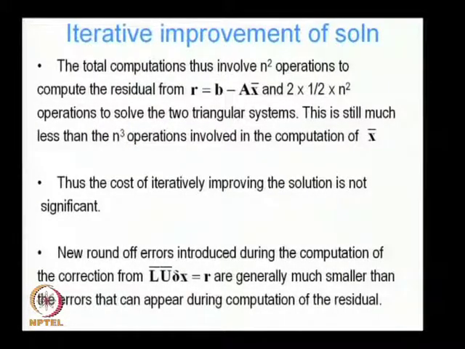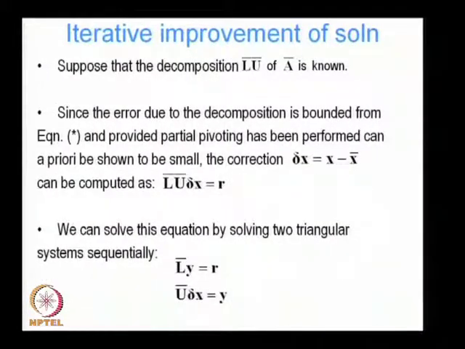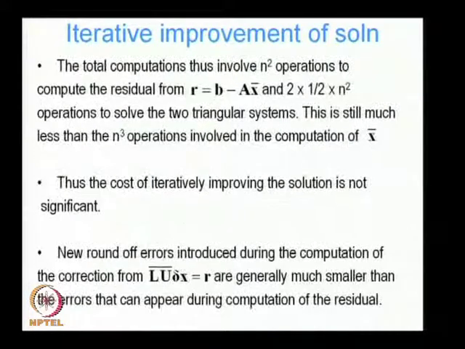One may argue that a new round of errors is introduced during the computation of the correction from L bar U bar del x is equal to r, right, but those errors are not significant because that is mostly back substitution type operations, and we have seen that in back substitution the errors are negligible compared to the errors during the Gaussian elimination. So, those errors are not significant. Any new round of errors which occur during the computation of the correction delta x are generally much smaller than the error that can appear during the computation of the residual.